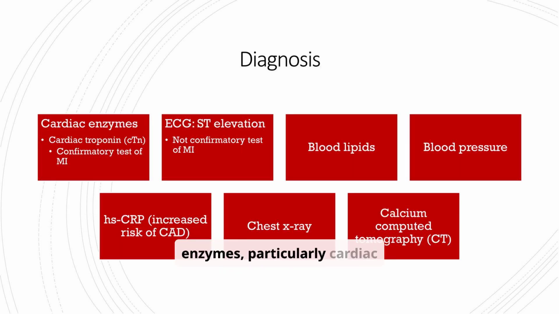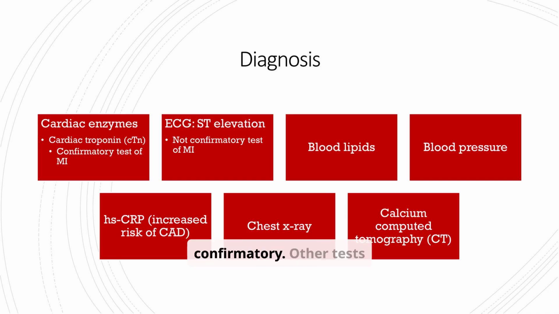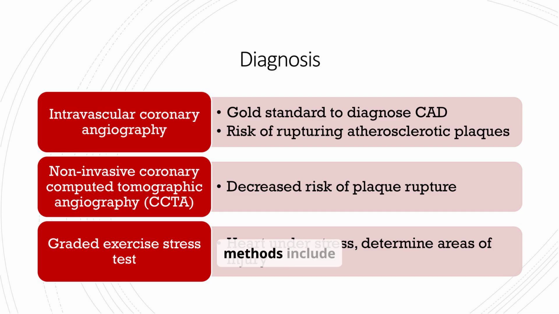Here are some diagnostic tests for angina and CAD. Cardiac enzymes, particularly cardiac troponin, are confirmatory for MI. ECGs can show ST elevation but are not confirmatory. Other tests include blood lipids, blood pressure, HS-CRP, chest X-ray, and calcium computed tomography, CT. More diagnostic methods include intravascular coronary angiography, which is the gold standard but carries a risk of plaque rupture.